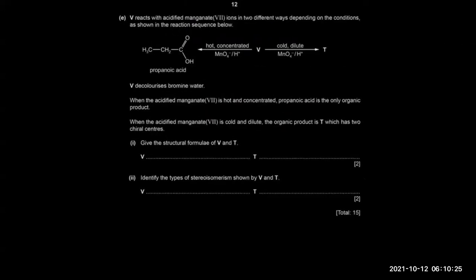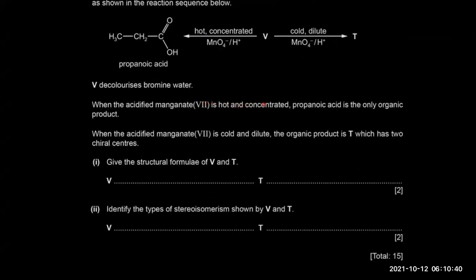Next, we have this. V reacts with acidified manganate ions in two different ways depending on the conditions. V decolorizes bromine water. When the acidified manganate 7 is hot and concentrated, propanoic acid is the only organic product. When the acidified manganate is cold and dilute, the organic product is T, which has two chiral centers. Give the structural formula of V and T.